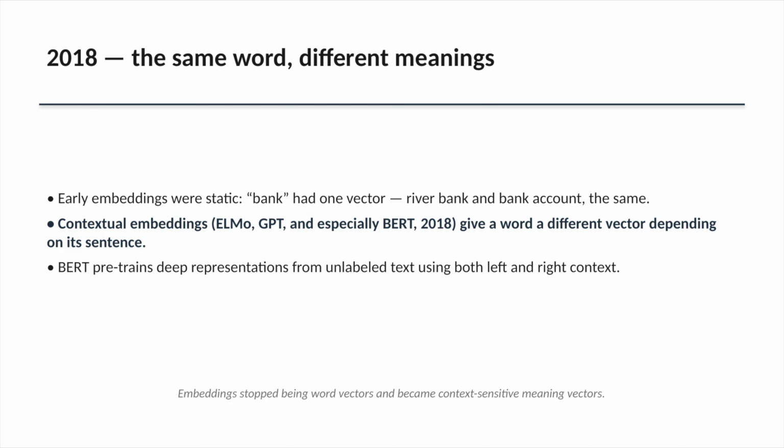There was still a limitation. These embeddings were static. The word bank had a single vector, whether it meant a riverbank or a bank account. Then, around 2018, contextual embeddings arrived from models like ELMo, GPT, and especially BERT. By reading both the left and the right of a word, they give it a different vector depending on the sentence it sits in. That is a real shift. Embeddings stopped being word vectors and became context-sensitive meaning vectors.